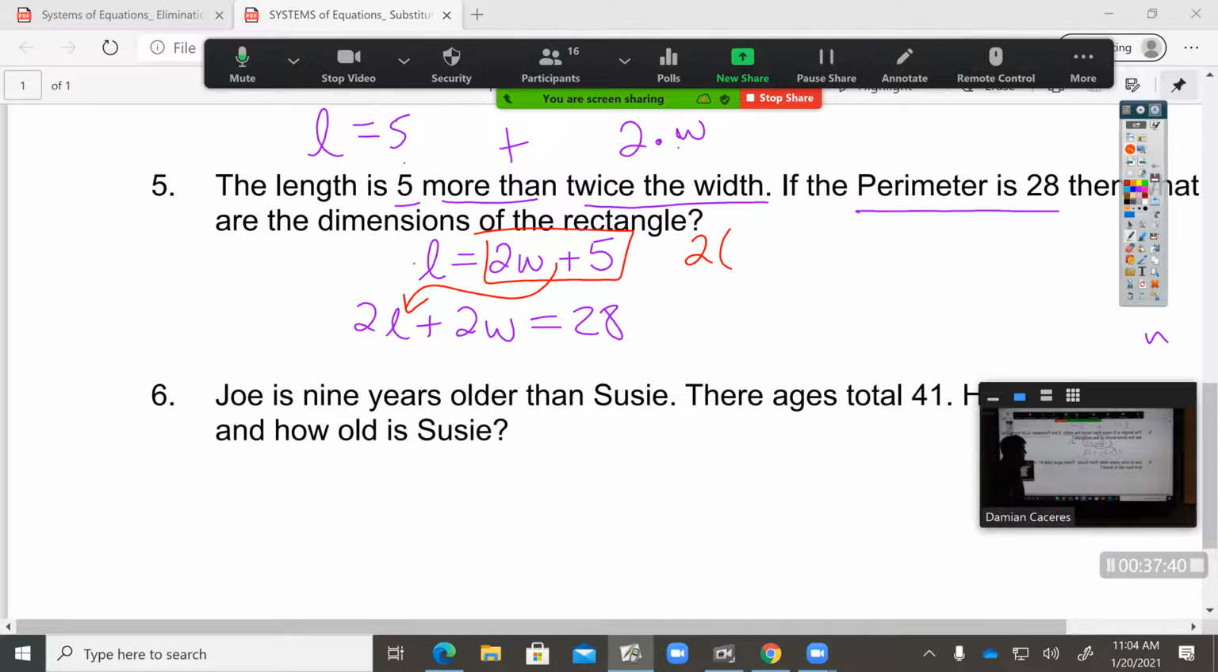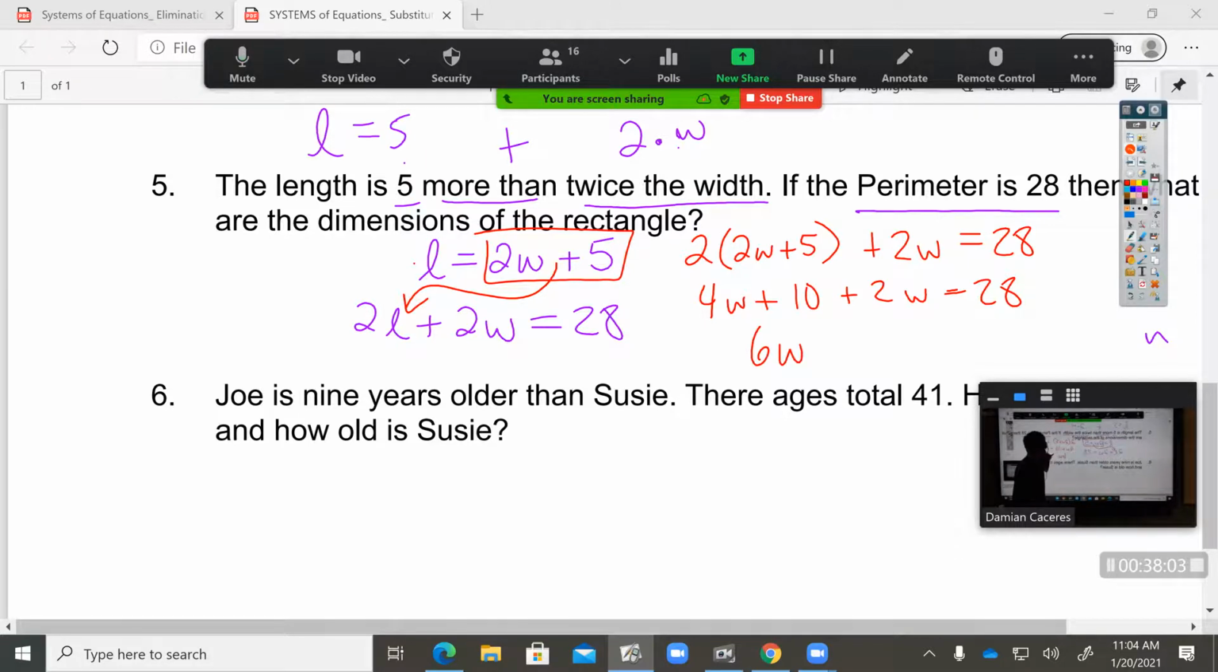Now let's set it up. Instead of 2L, you're going to put 2 times 2W plus 5 plus 2W equals 28. Now let's distribute and then collect like terms. So that gives us 4W plus 10 plus 2W equals 28. Like terms, 6W plus 10 equals 28.